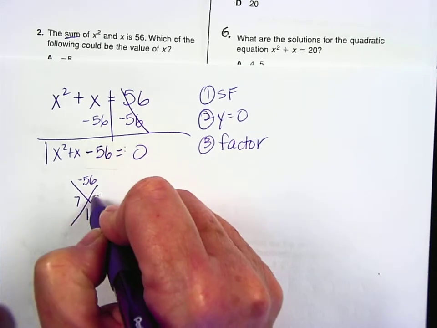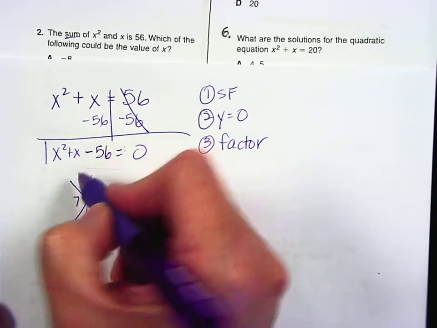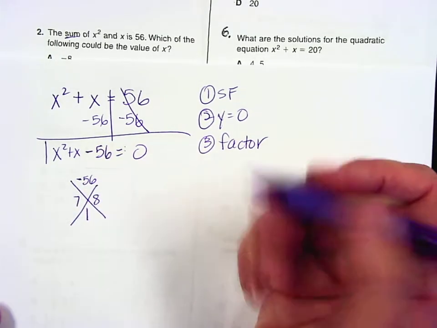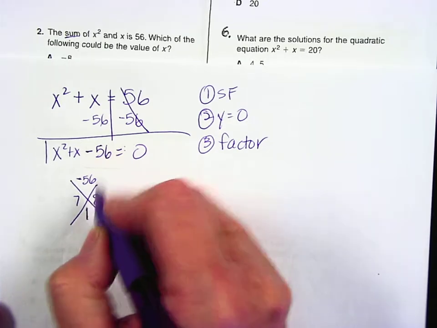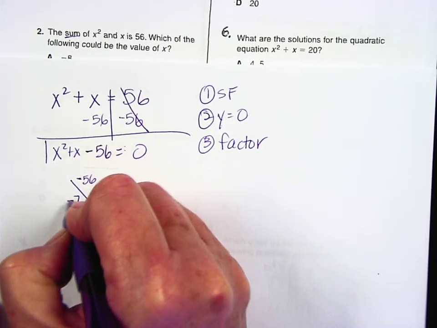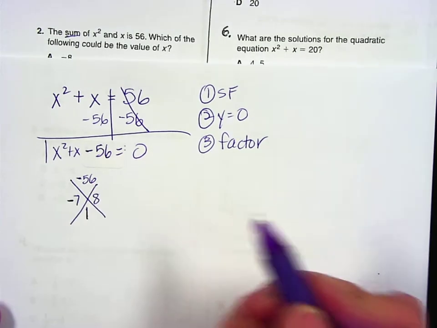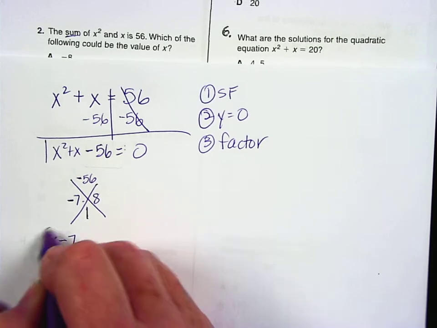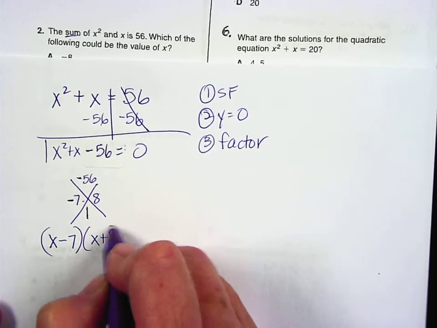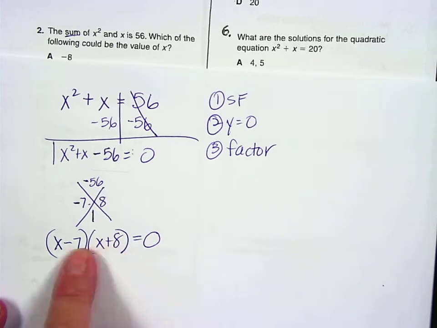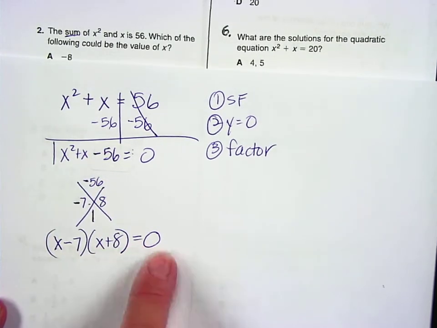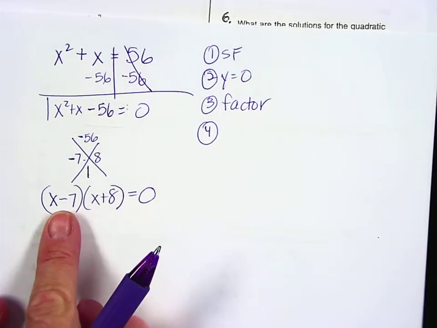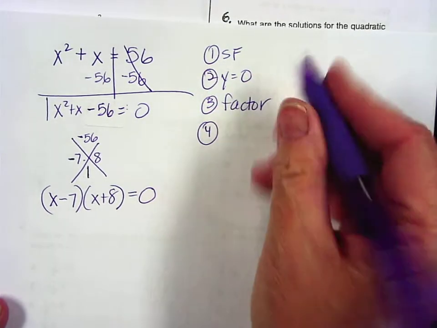Well, I know that 7 times 8 is 56, and those are 1 apart, so that should work. If this is going to be negative, one of these has to be negative. Well, I'm going to have a positive left over. I need more positives than negatives, so I'm going to do this. Their product is negative 56. Their sum is positive 1. So my two factors are x minus 7 times x plus 8 equals 0. This is equal to this. Therefore, this still equals 0. Now I'm going to set each factor containing a variable equal to 0.